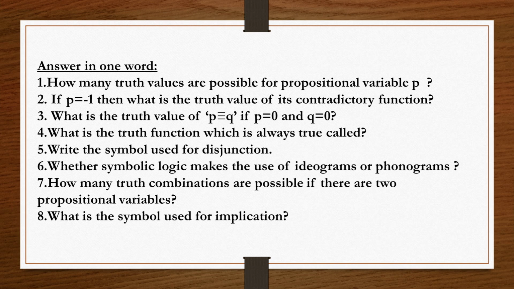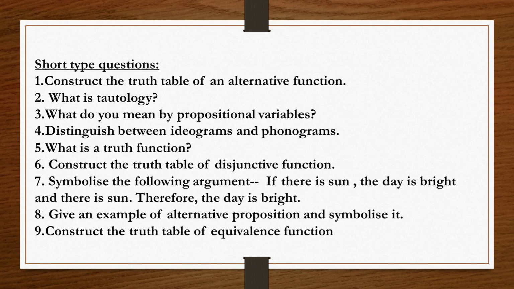What is the truth function which is always true called? This is called tautology. Write the symbol used for disjunction. For disjunction we use the symbol v. Whether symbolic logic makes use of ideograms or phonograms, we use ideograms. How many truth combinations are possible if there are 2 propositional variables? There are 4 combinations possible. What is the symbol used for implication? Horseshoe sign. Okay. Then such type of questions come.